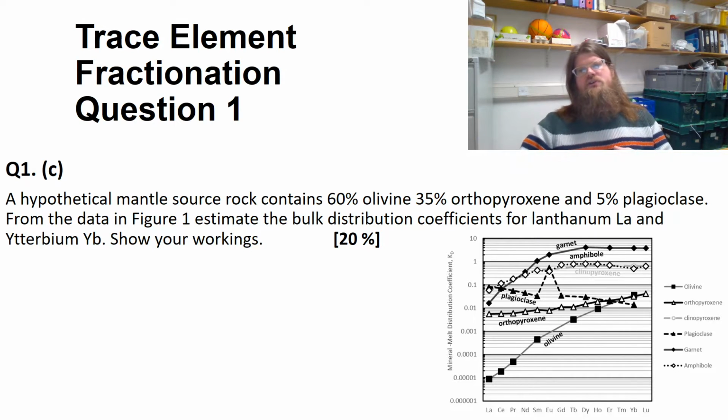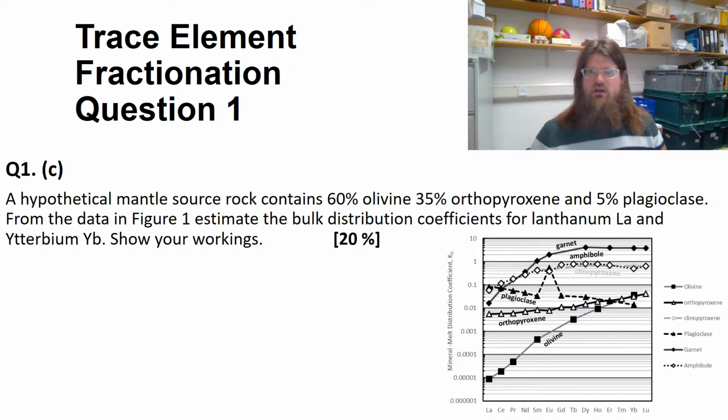So moving on to the bulk of this question, the next few parts all go together to lead you through not necessarily a calculation, but a process which allows us to model how these elements might change in their concentrations as different processes occur. So the question asks: if we have a source rock that has a bunch of different minerals in it, some olivines, some orthopyroxenes, and plagioclase, we're basically asking you to estimate the bulk distribution coefficient.